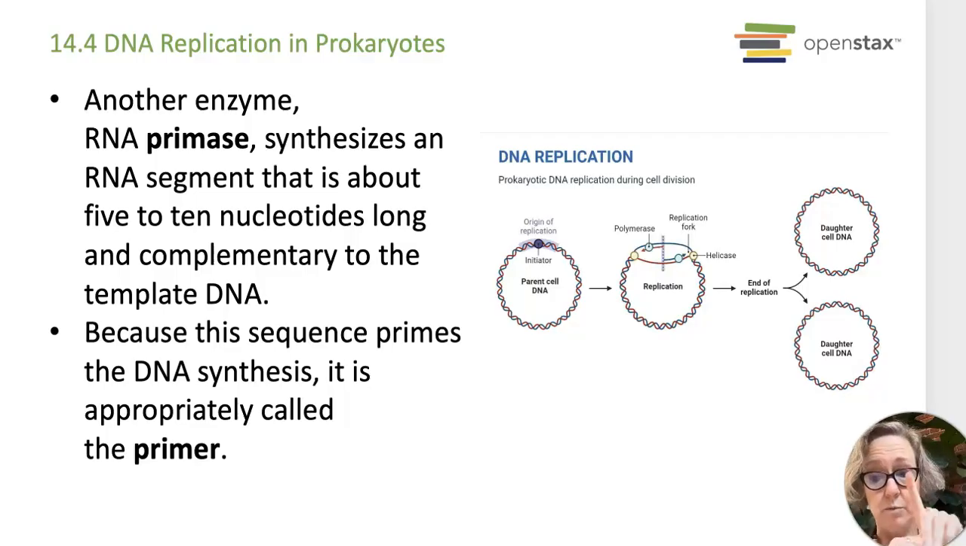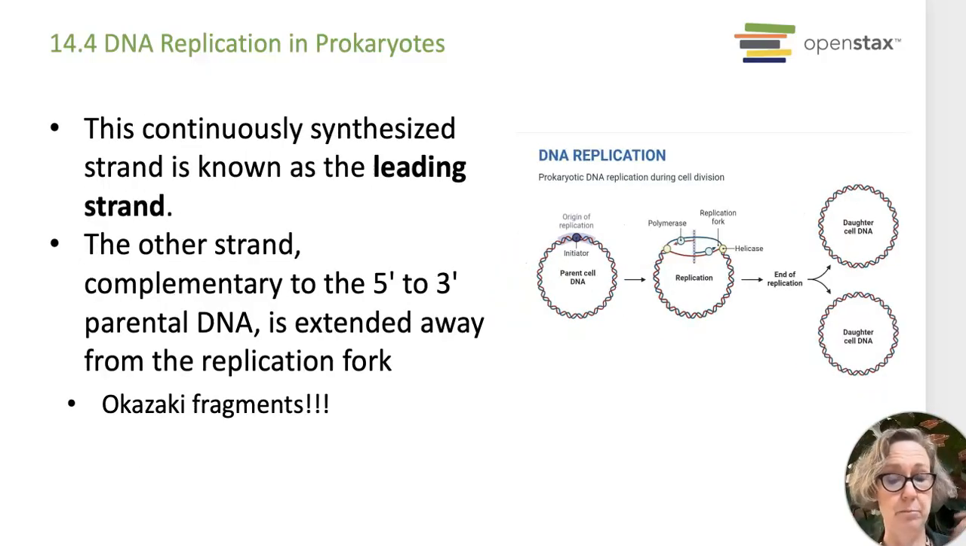Okay, so far we have DNA polymerase, which adds the nucleotides. You also need an RNA primase. This synthesizes an RNA segment that is about 5 to 10 nucleotides long and complementary to the DNA segment. Because the sequence primes the DNA synthesis, it's called a primer. So we need a primer, and we need polymerase. Now, this is going to happen continuously on the leading strand. Do you remember we counted our carbons? 5' to 3'. And this is with the replication fork.